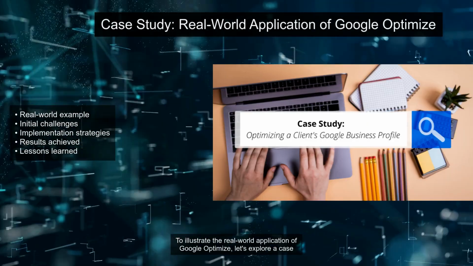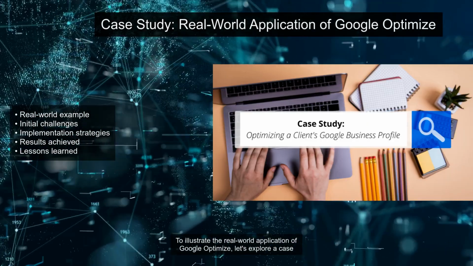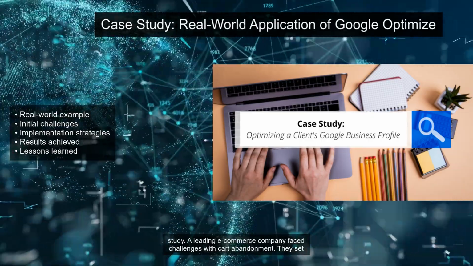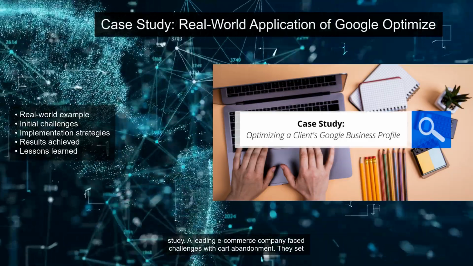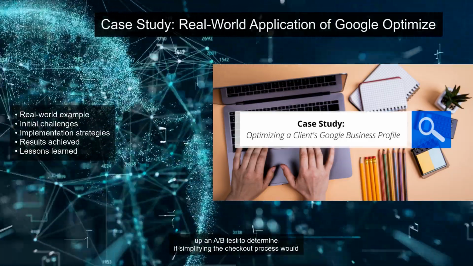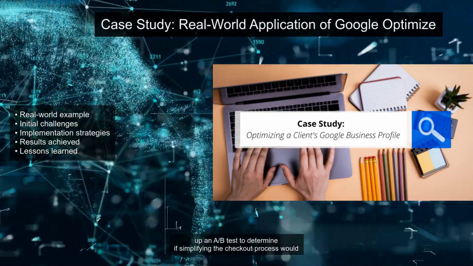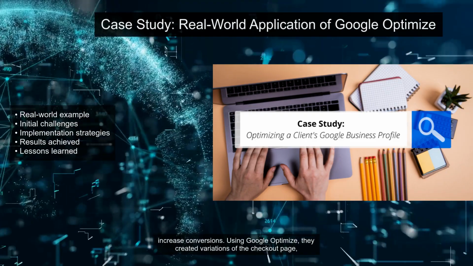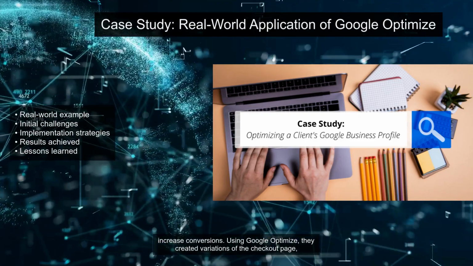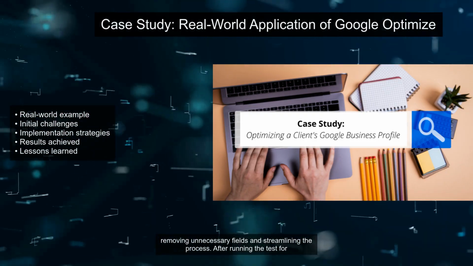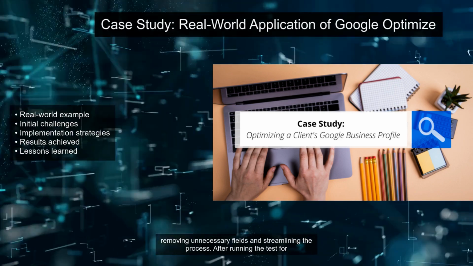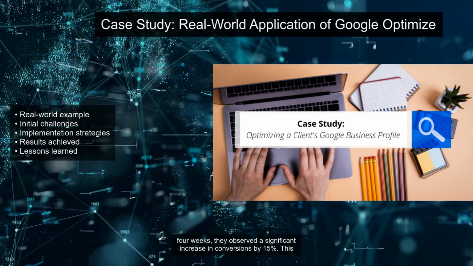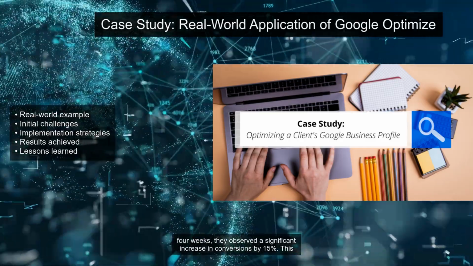To illustrate the real-world application of Google Optimize, let's explore a case study. A leading e-commerce company faced challenges with cart abandonment. They set up an A/B test to determine if simplifying the checkout process would increase conversions. Using Google Optimize, they created variations of the checkout page, removing unnecessary fields and streamlining the process. After running the test for 4 weeks, they observed a significant increase in conversions by 15%.